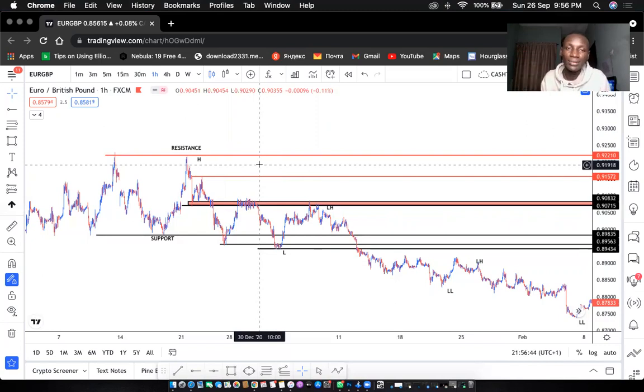What's the pullback? Pullback is when price is coming back.